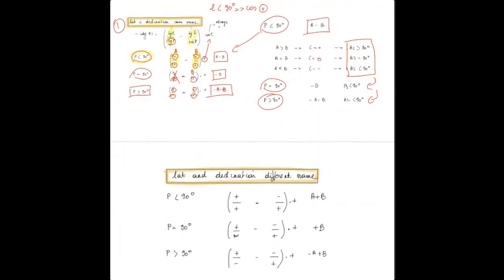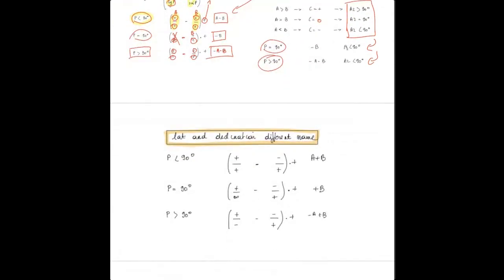And then if we do the same thing again for the second, so this is latitude and declination, same name. Here you see latitude and declination, different names. So then we have to give the declination here a negative sign. Then again, we have the same cases, polar angle smaller, equal, or bigger than 90 degrees. And then we end up with this here, A plus B, or minus A plus B.